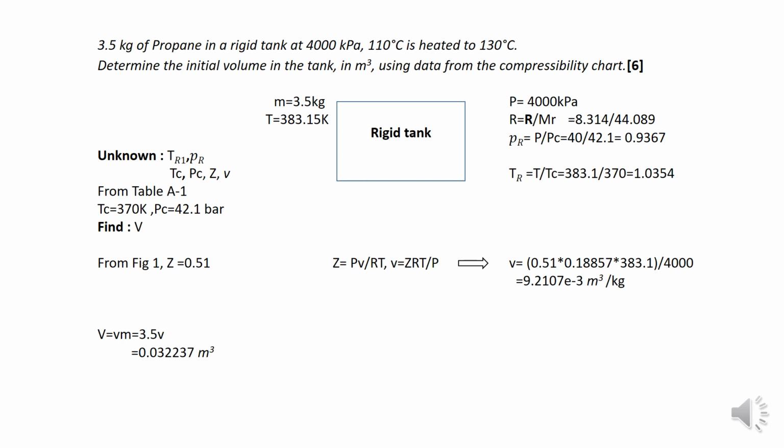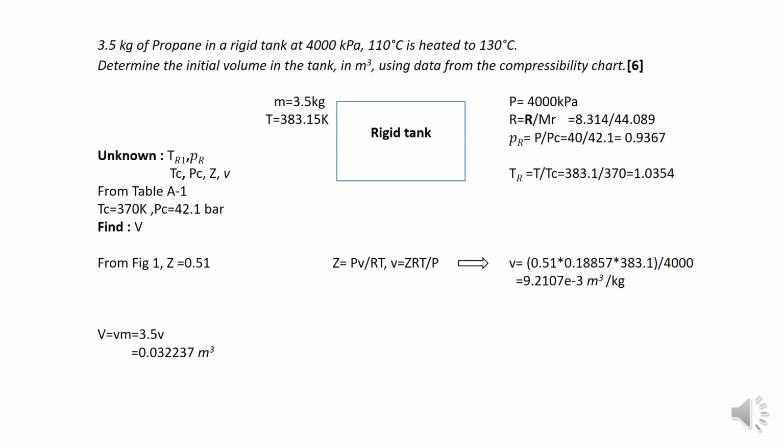chart to solve problems. 3.5 kg of propane in a rigid tank at 4000 kilopascals at 110 degrees Celsius is heated to 130 degrees Celsius. Determine the initial volume in the tank in meter cubed using data from the compressibility chart.